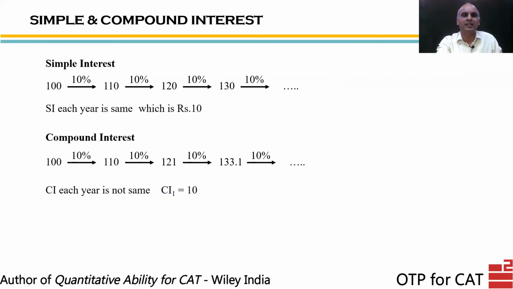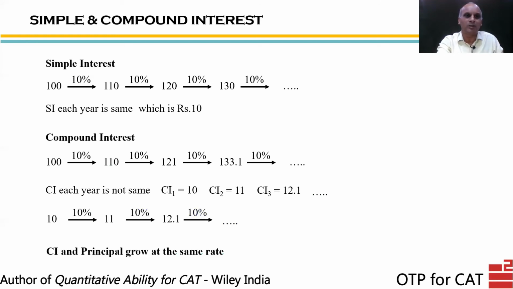In fact, CI earned in the first year is 10 rupees, and that in second year is 11 rupees, and so on. So we see that CI of first year 10 rupees, it grows by 10% to become 11 rupees, which is the CI in the second year, and so on. So we get next year 10% growth, and it becomes 12.1. Do you realize that CI every year is growing at the same rate at which the principal was growing? And that becomes our new concept in this case.